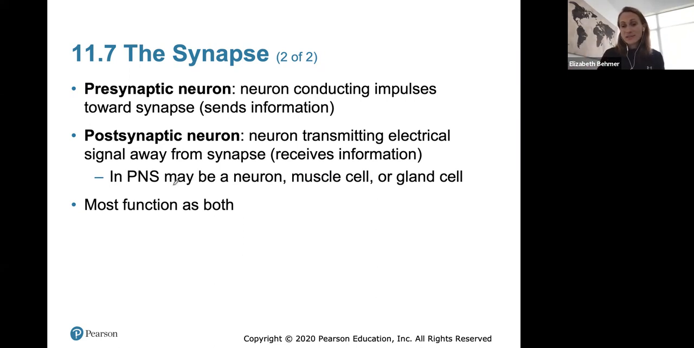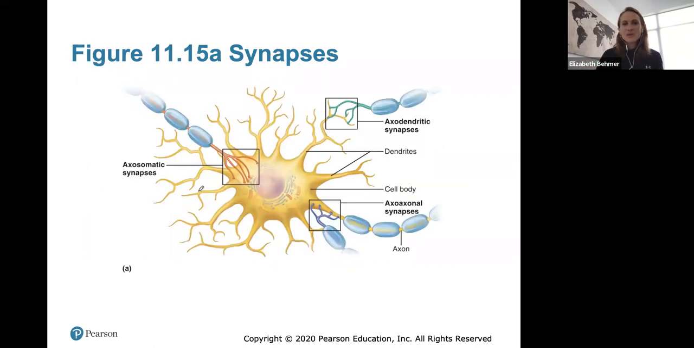In the peripheral nervous system, it could be a neuron or it could be a muscle or gland cell. So here's a look at different types of synapses. We have an axosomatic synapse, which is an axon connecting to a soma or a cell body. An axodendritic synapse is an axon connected to a dendrite. And an axoaxonal synapse is an axon connecting to another axon.